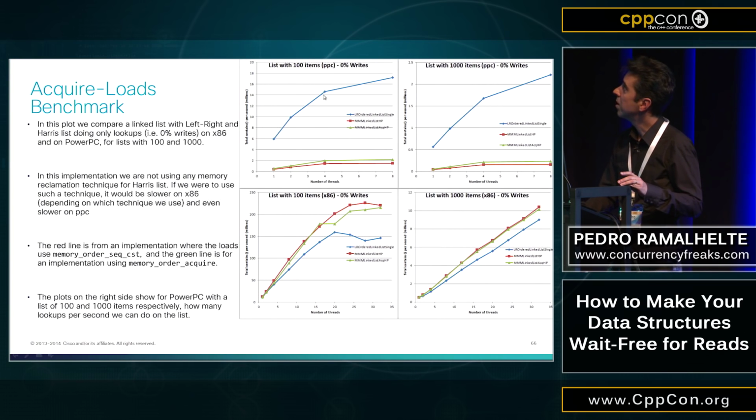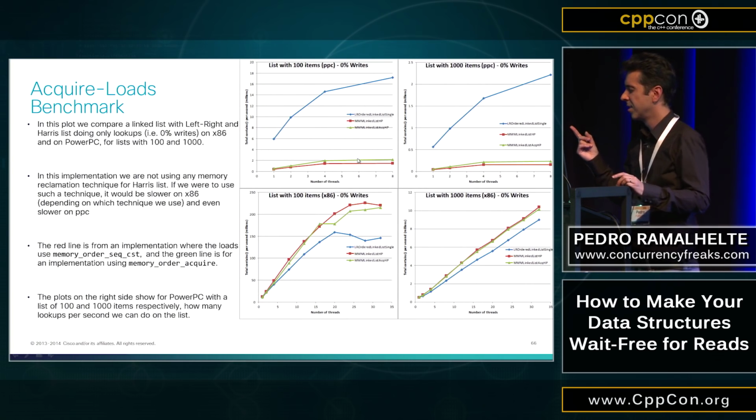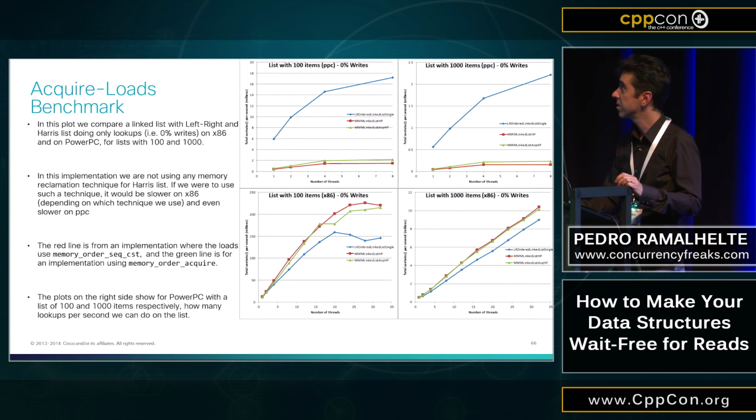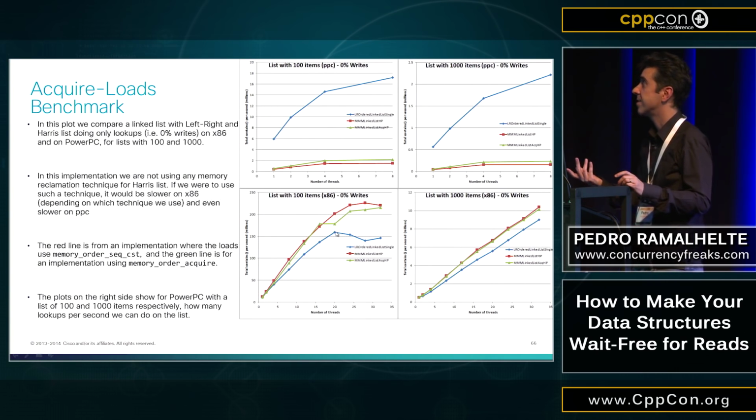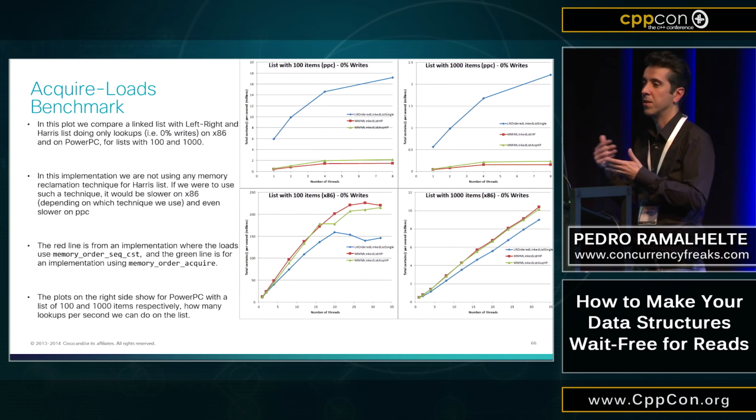So the blue one is the left-right, and these two are the other lists. One with sequentially consistent atomics, and the other with acquire loads. Now on x86, the difference isn't that big. In fact, the blue one, which is left-right, loses a bit because it has the overhead of the calls.